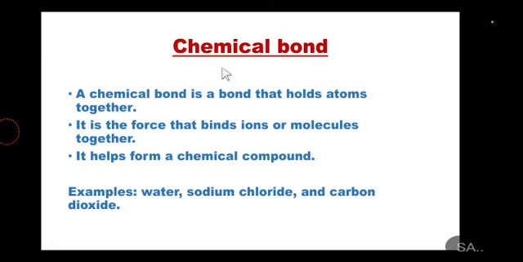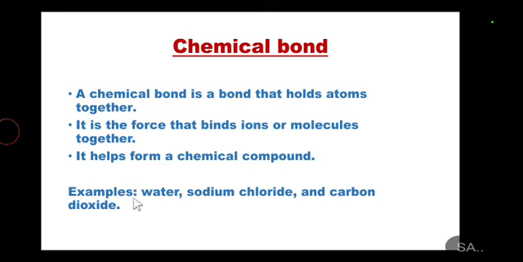Before moving towards the chemical bond, I just want to tell you that the chemical bond actually develops with the help of the valence electrons. The valence electrons are those electrons that are found in the outermost orbit of any atom. I hope that you understood this phenomenon. So a chemical bond is a bond that holds the atoms together with the help of those valence electrons that are lying in their valence shells. This is basically a force that binds ions or molecules together, and it helps form a chemical compound.